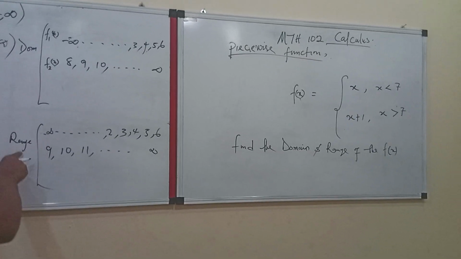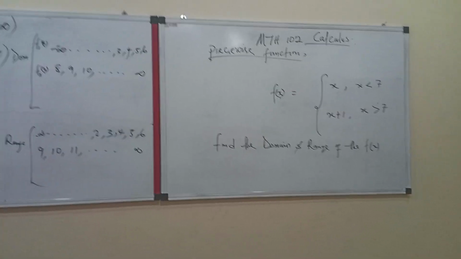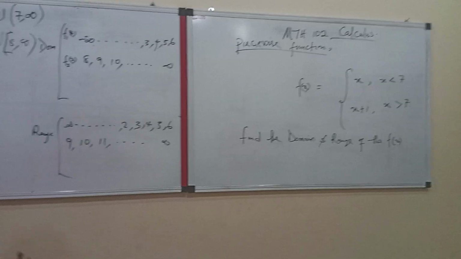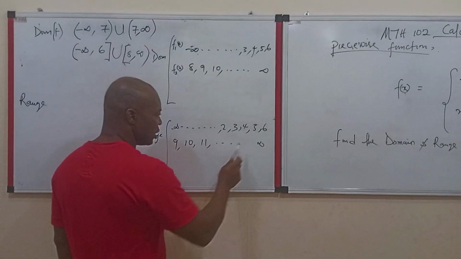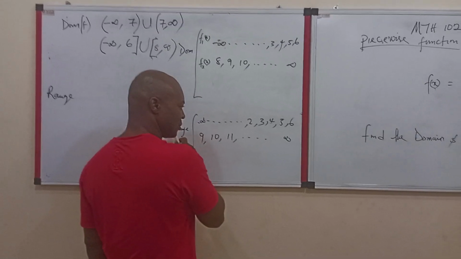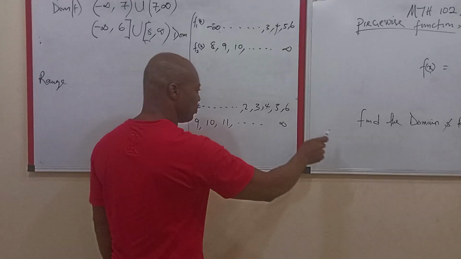Now for us to get the range for this one, we need to combine these two so that it will form the range of that one. Now make we combine the two. Now make we look. This one now, 6 dey, 5 dey, 4 dey till negative infinity. This side 9 dey, 10 dey, 11 dey, 12 dey till positive infinity.